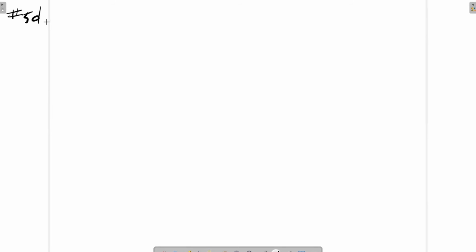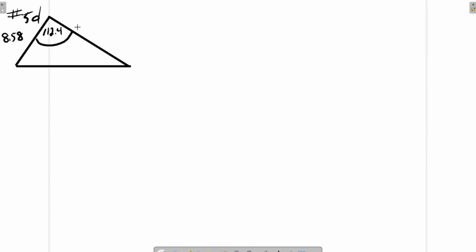Okay, last one, 5D. Got a triangle again, and for this one we're given a side and an angle in between them and a side. So I think the key thing to remember with this rule is you need the side, the angle in between, another side. So you've got side, angle, side. So the cosine law helps us in that circumstance. It doesn't help us in other situations. Okay, let's see how it all plays out.